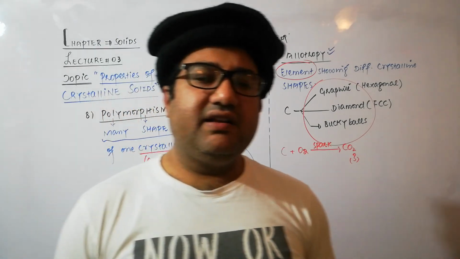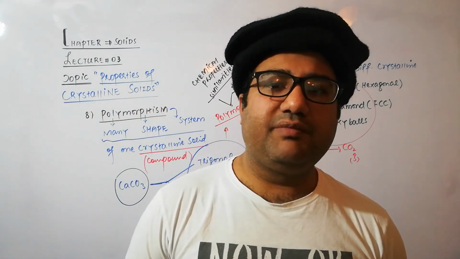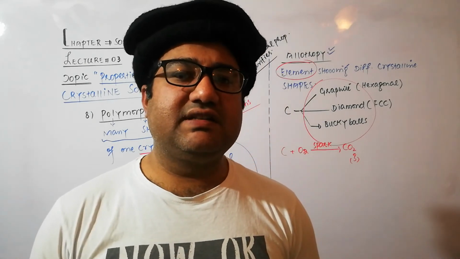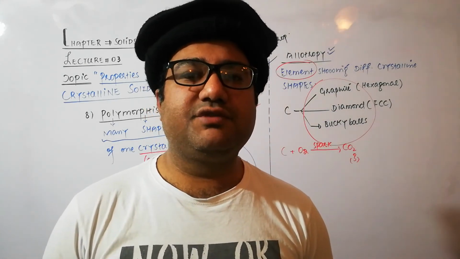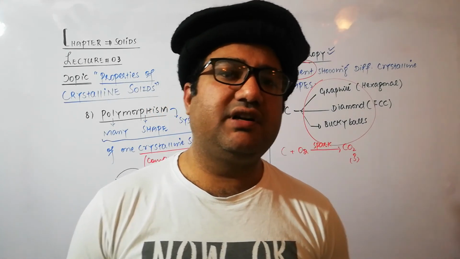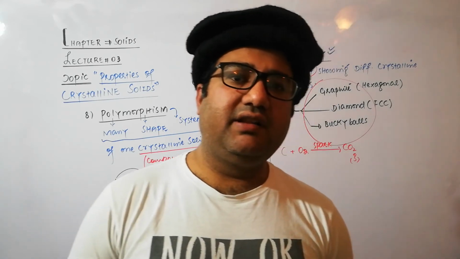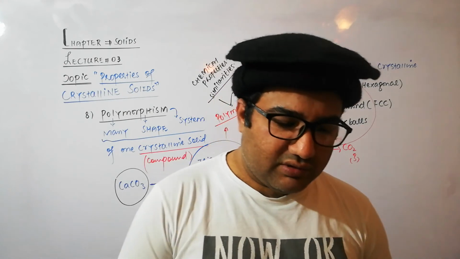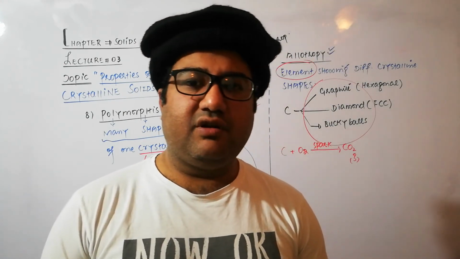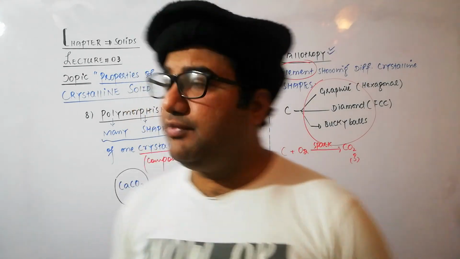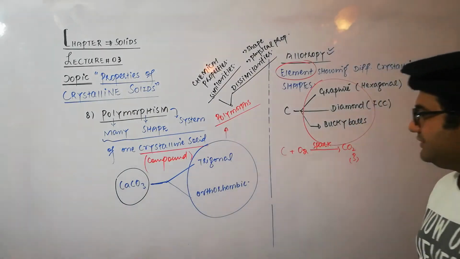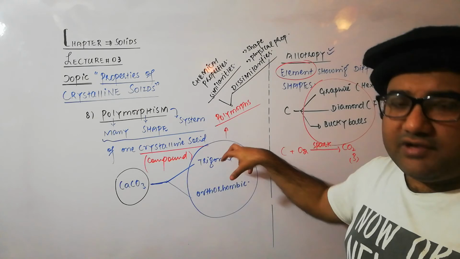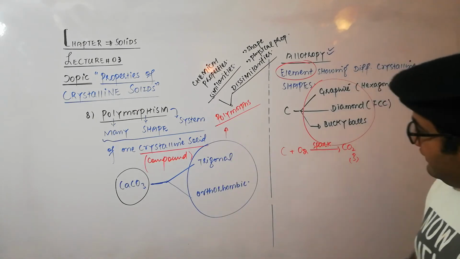In the same way, sulfur has different allotropic forms, rhombic and monoclinic, and similarly phosphorus exists in 6 different allotropic forms, out of which 3 are very important and we study them in grade 12: white, red and black phosphorus. So allotropy is a common phenomenon which is seen in the elements, and polymorphism is seen in the compounds.